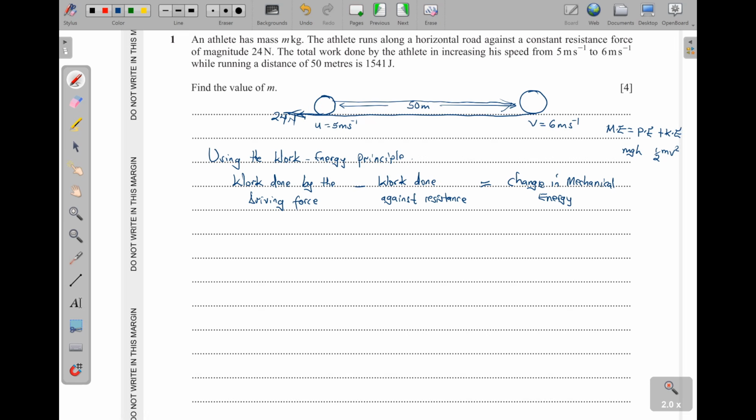Now they say that the total work done by the athlete in increasing his speed from 5 to 6 is 1541. So that is the work done, that is the driving force. So 1541, then minus work, which is force times the distance. The force is the resistance force, we are having it as 24 times the distance, 50. Then this is going to be equal to the change in mechanical energy.